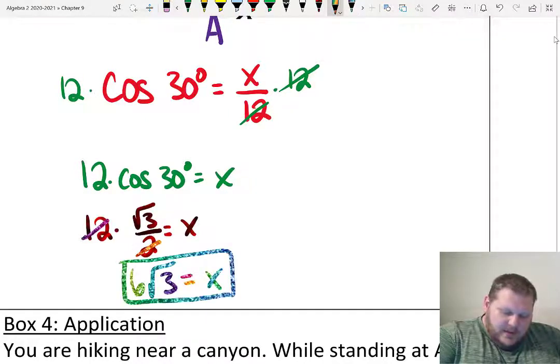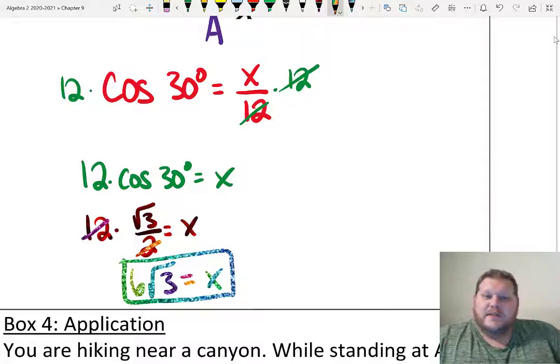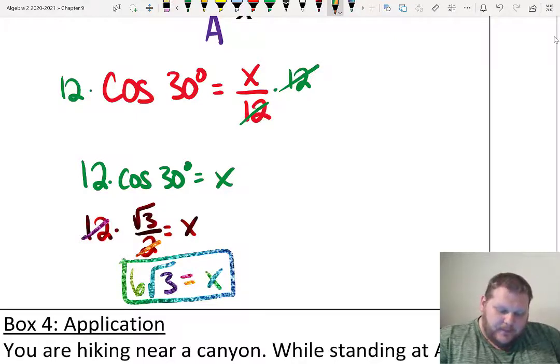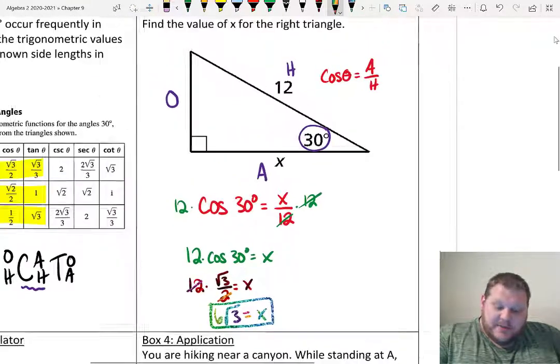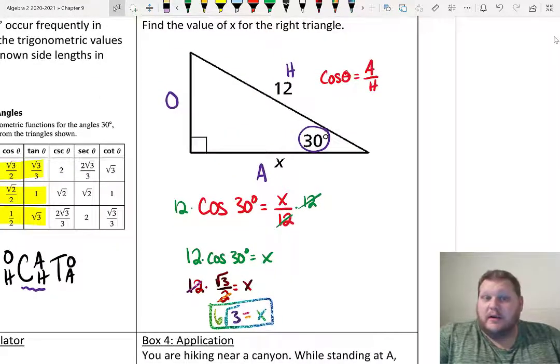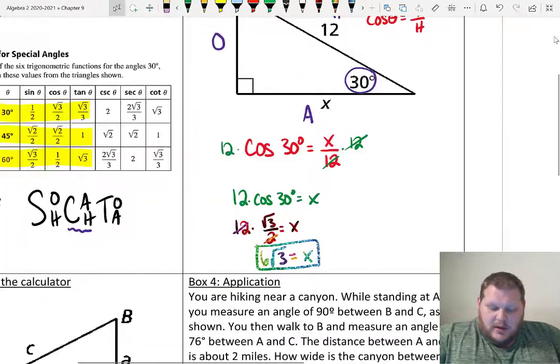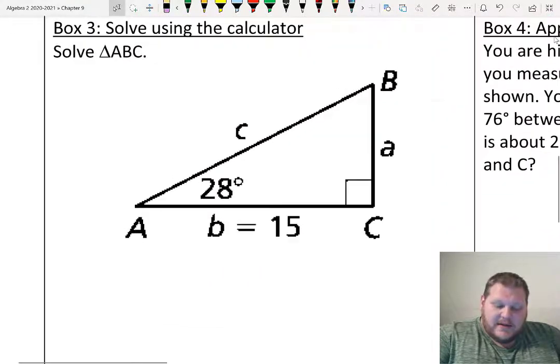Which I suppose if you wanted to put it as a decimal, you could, but since it's given to us in radical form in the table that we have, I would rather just leave it in radical form. That's the exact value. All right, and since we had to solve for x, that's all I had to do for that one. I don't have to do anything else. I don't have to find the third side or the other angle. That's not what I'm asked to do. That is what I'm asked to do for box 3.